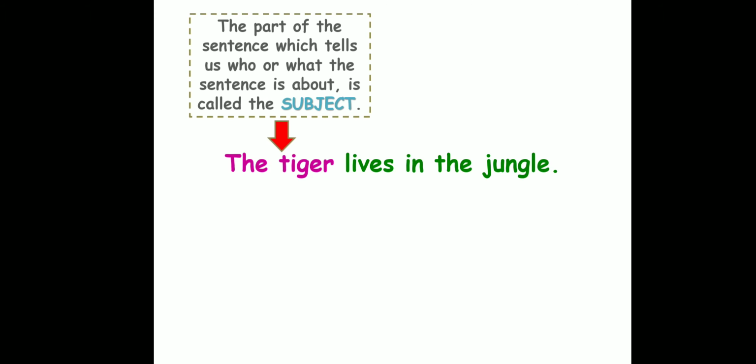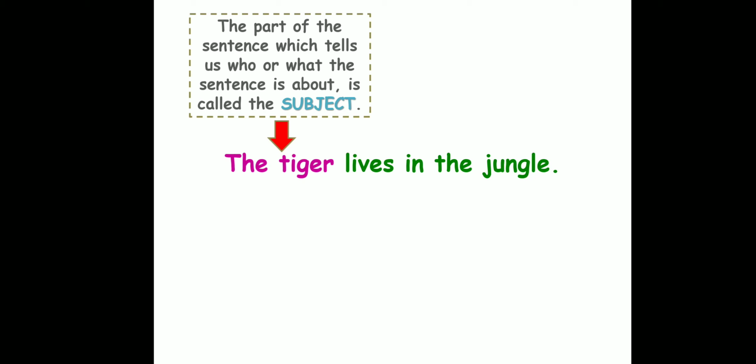The part of the sentence which tells us who or what the sentence is about is called the subject. So in this sentence, we're talking about what? We're talking about the tiger. The tiger is the most important thing of the sentence. That is what we are talking about. So the thing or the person about whom we are talking, the focus of the sentence, is known as the subject. So over here, the tiger is the subject. And the remaining words, lives in the jungle, this is in green. Now let us see why this is in green.